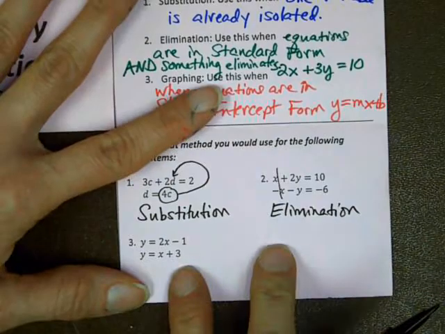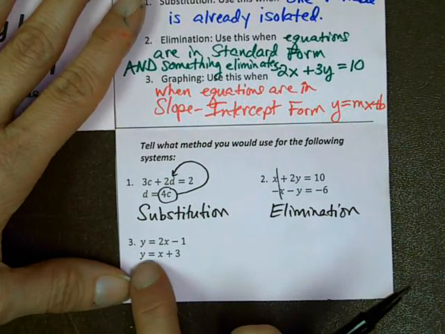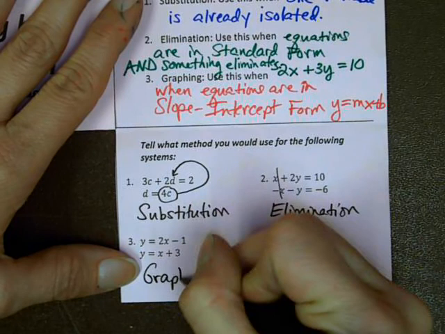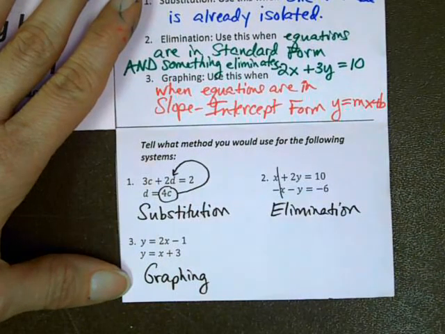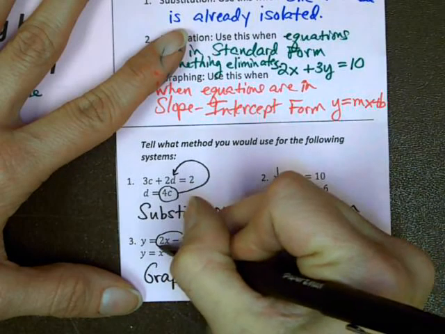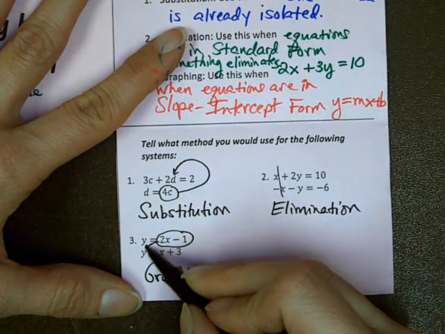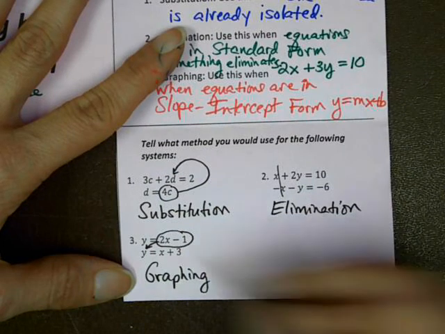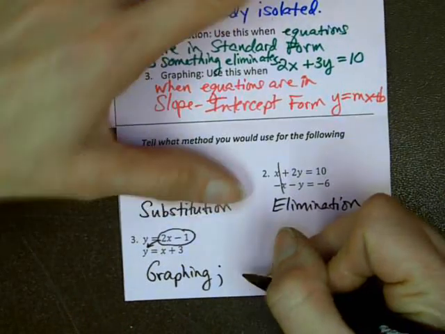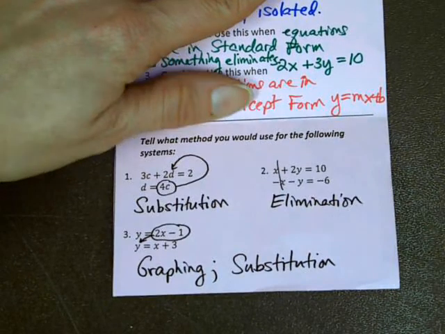Okay, and number 3, y equals, it looks like they're in y equals mx plus b form. So we could definitely do graphing here. The thing is, what if you don't have any graph paper? This would also be a really good time for substitution. I could take this quantity right here and I could substitute in for y. That would be a pretty easy substitution. That quantity in for that y, and then the solving's not so bad. So I'm going to say graphing as well as substitution, especially if we don't have any graph paper.